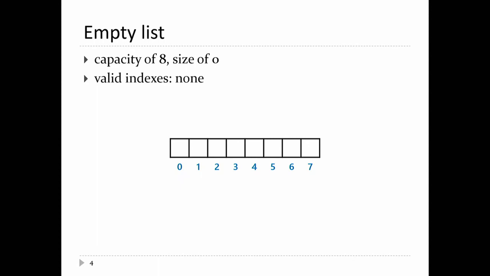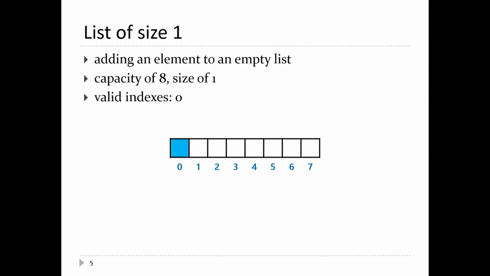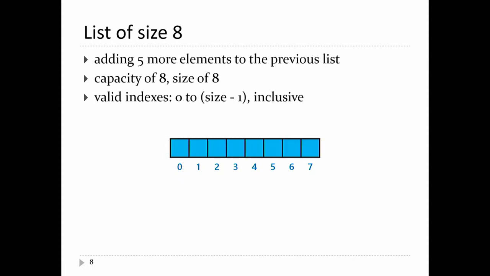Just like in Java, conceptually there's nothing in the array. In actuality, there's always something in an array, but we don't know what the values are, and we don't care. For the empty list, there are no valid indexes. So if someone tries to get or set an element of this list, it should fail. There's a list with one element in it, so it has one valid index, so we can get or set that element. There's 2, there's 3, and so on. When the list has 8 elements in it, we can get or set any of the elements in that array.